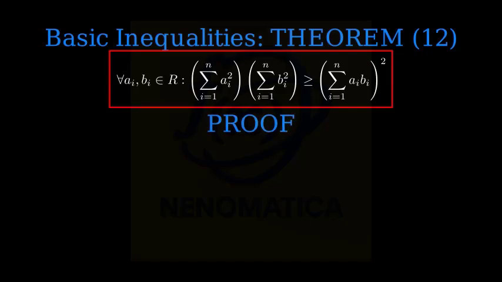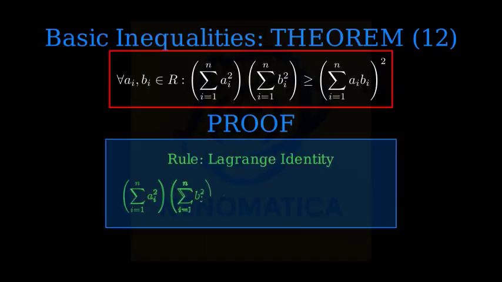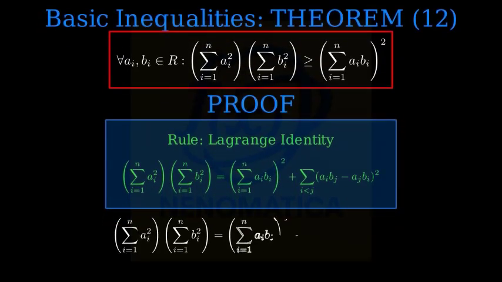The proof uses the Lagrange identity, which gives us a way to rewrite the Cauchy-Schwarz inequality. The Lagrange identity can be written as follows. The product of the sum of squares of a sub I and the sum of squares of b sub I equals the square of the sum of products of a sub I and b sub I plus a sum of squared differences.